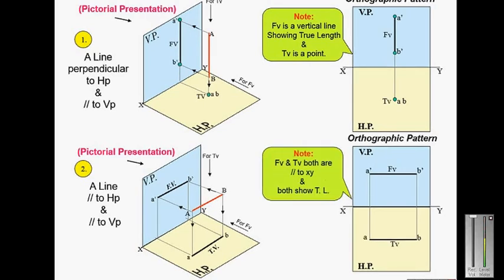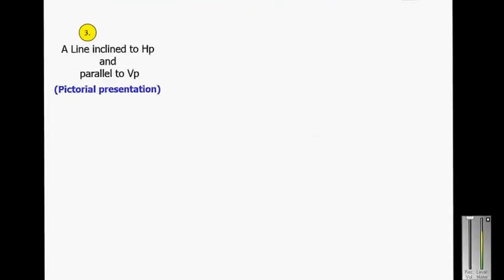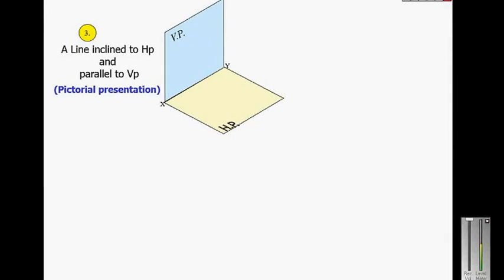Front view and top view both are parallel to the XY line, and both views are showing the true length. In the third case, a line is inclined to HP and parallel to VP.